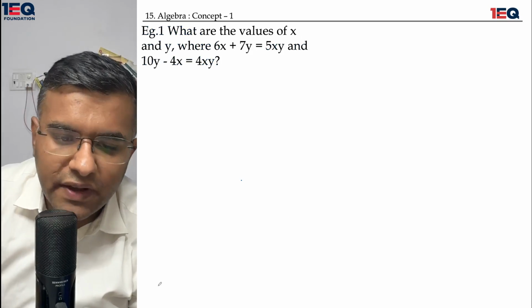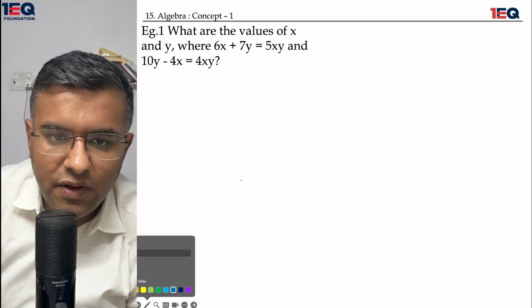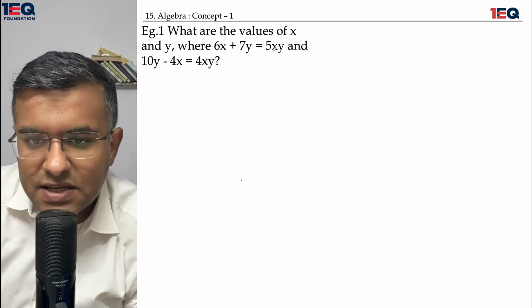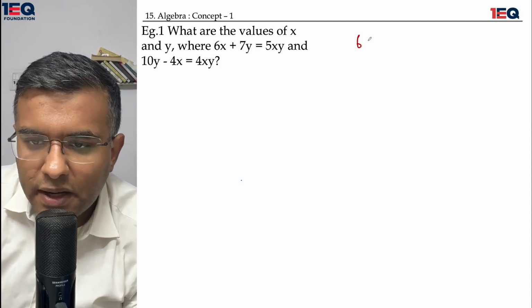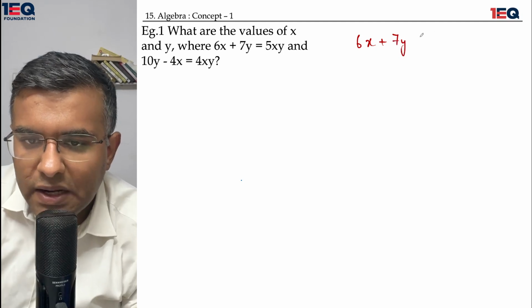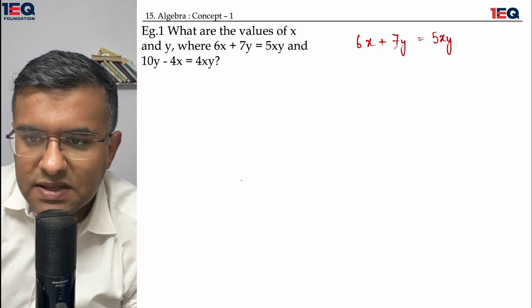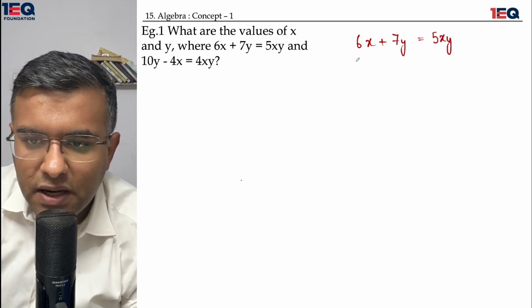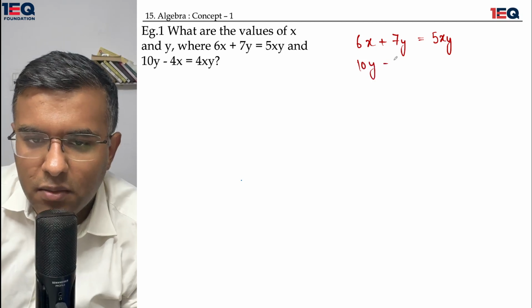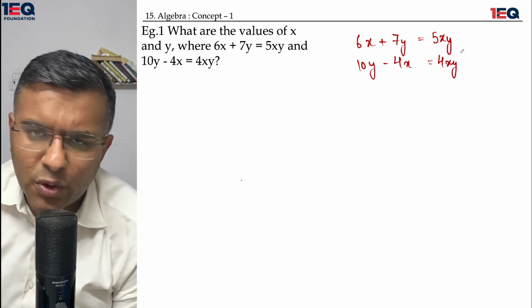What are the values of x and y where 6x plus 7y is equal to 5xy? Okay, I'll quietly write it down. When I say quietly, I also mean quickly, so do not get confused. 6x plus 7y is equal to 5xy, and 10y minus 4x is equal to 4xy.